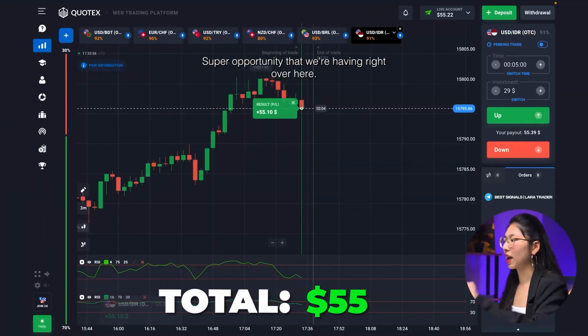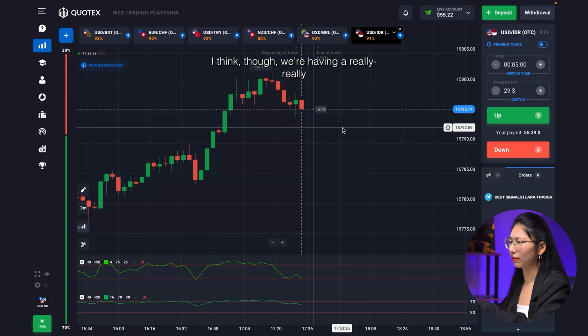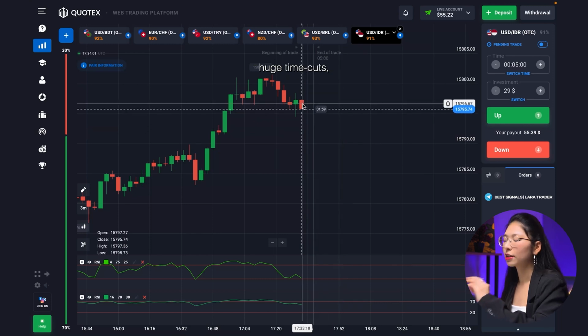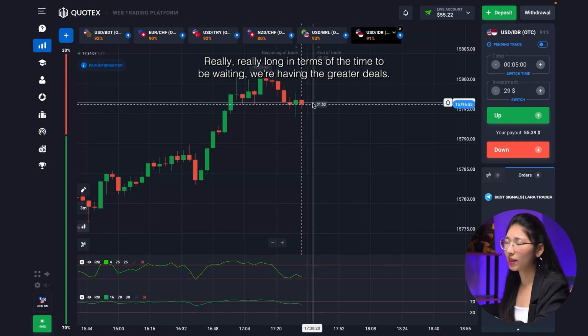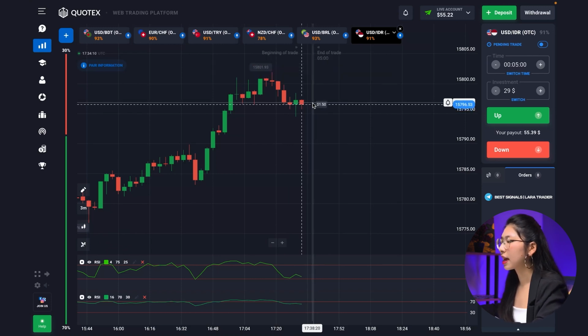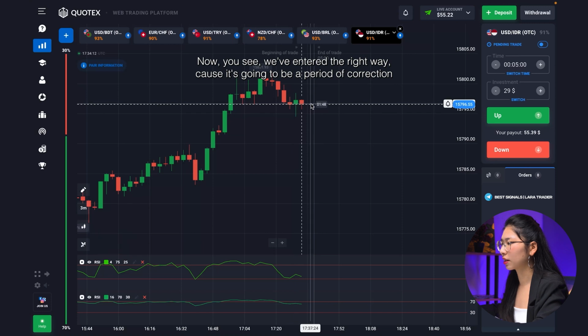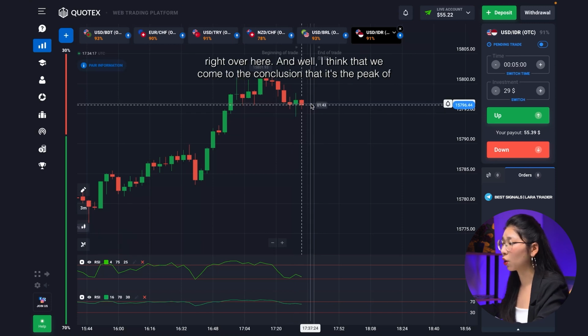Great opportunity that we're having right over here. I think that we're having really huge time frames, really long terms of time to be waiting. We're having the greater deals. Now you see we're entering the right way because it's going to be a period of correction right over here.